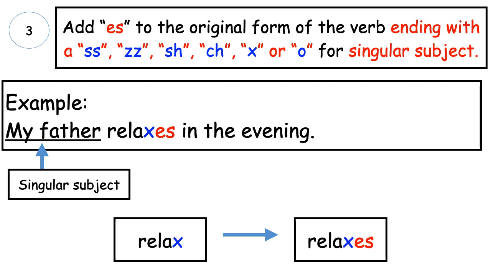So, when the verb ends with X. For example, my father relaxes in the evening. So, my father here is a singular subject. Seorang bapa, seorang. So, kalau seorang subjek, sudah tentunya kata kerja perlu tambah sesuatu kan? So, bila dia perlu tambah sesuatu, kita perlu tengok balik. Kata kerja dia berakhir dengan apa? So, di sini dia berakhir dengan huruf X. So, kita tahu dah. Kita perlu tambah ES. Jadi, relaxes. Okay?